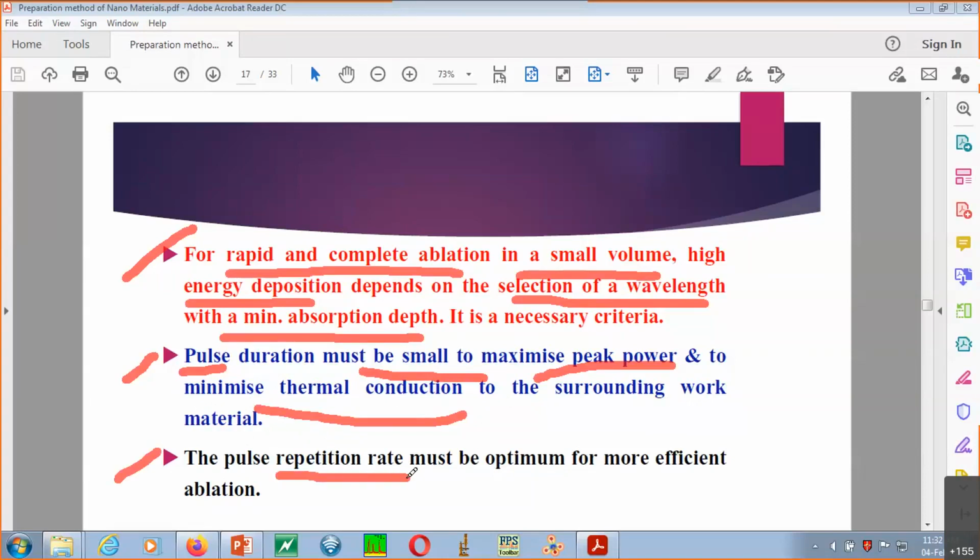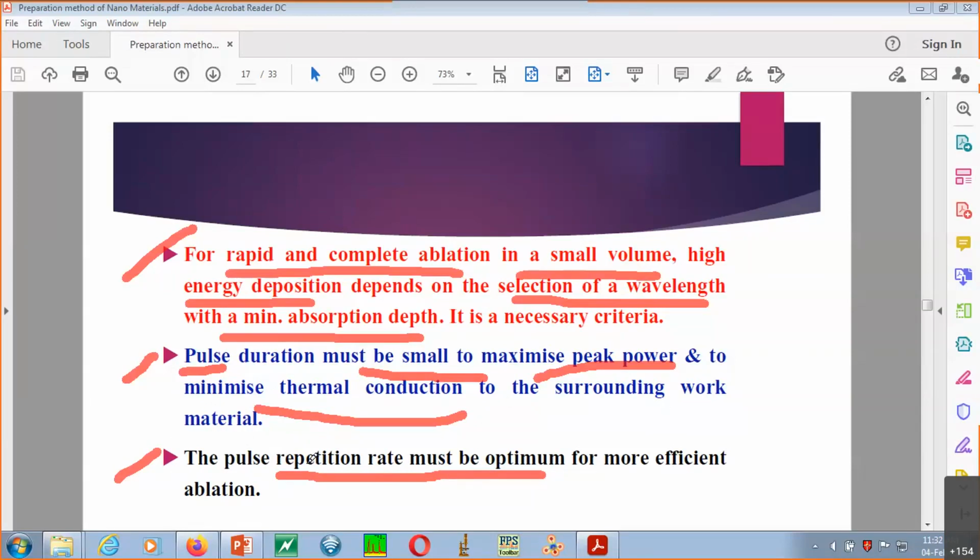Another one is the repetition rate. This repetition rate also you have to keep optimum. Repetition in the sense, after how much time interval the pulse is repeating again, the pulse is coming again. That time cannot be too high, and cannot be very low. So you have to decide at optimum that after this much interval my second pulse should come or third pulse should come, something like that.